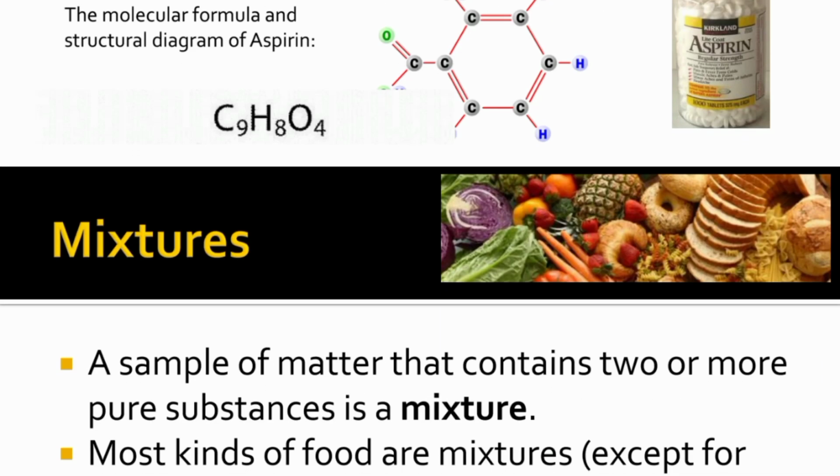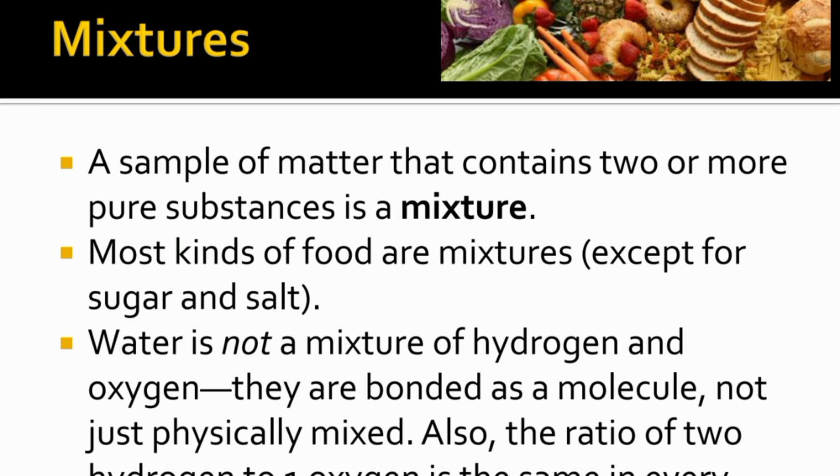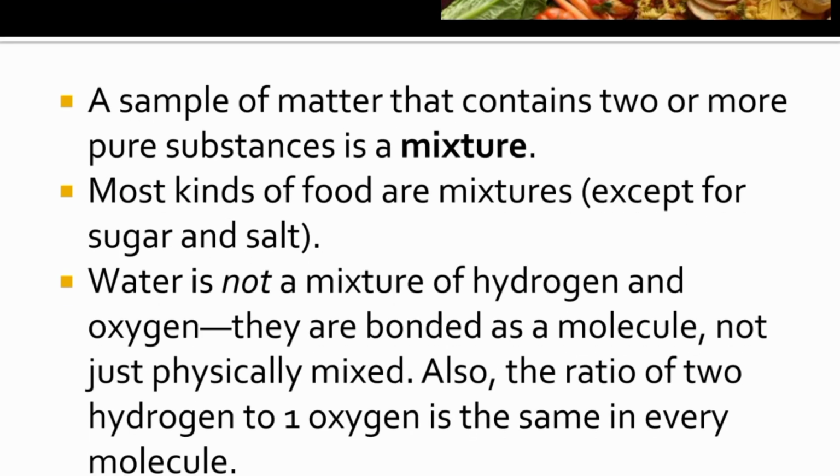On to the next topic. Mixture: a sample of matter that consists of two or more pure substances. Actually, a mixture is not pure. A mixture has a variable composition, two or more different substances combined. For example, sand, soil, crude oil, alloy, coffee, sugar water. Okay, not water, sugar water. Sugar and water is mixed. These are examples of mixtures.